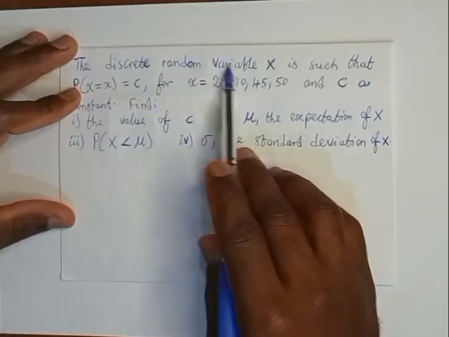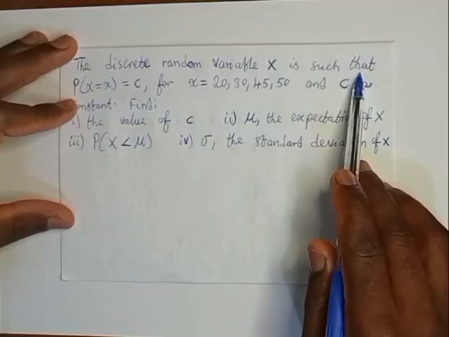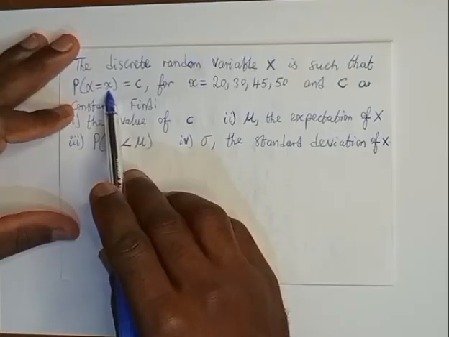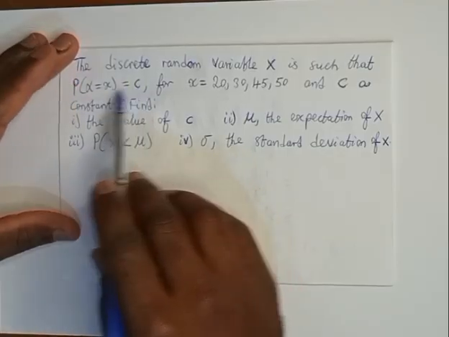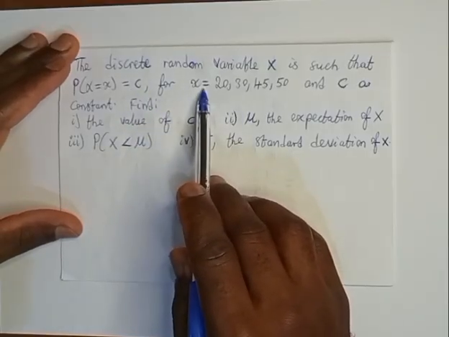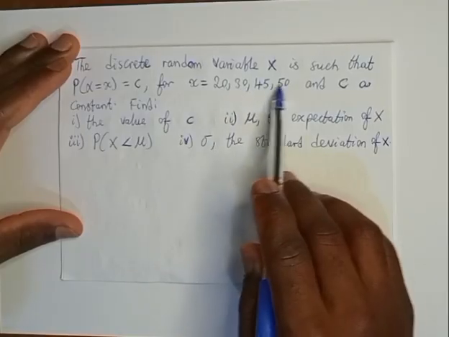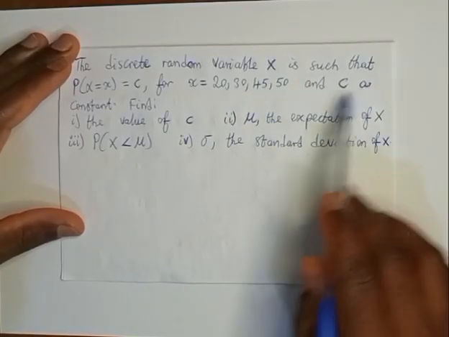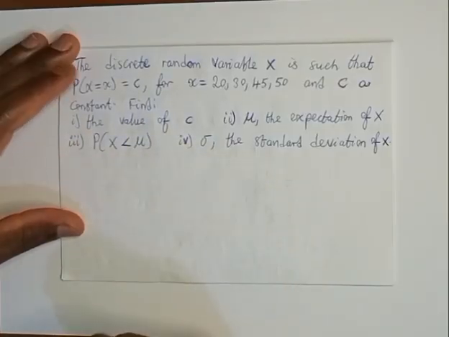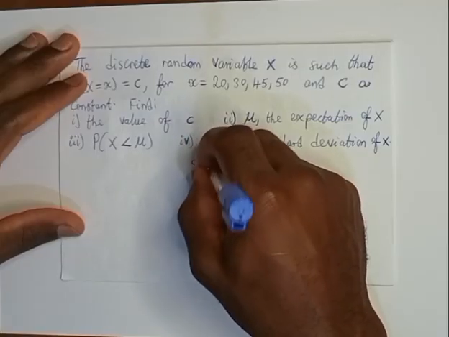The discrete random variable big X is such that P of X equal to small x is equal to C. That means this is the probability distribution function for X equal to 20, 30, 45, 50 and C a constant. Find question (i) the value of C. We take the solution.